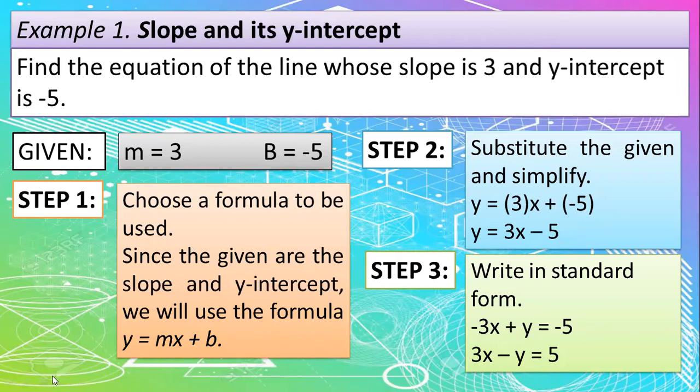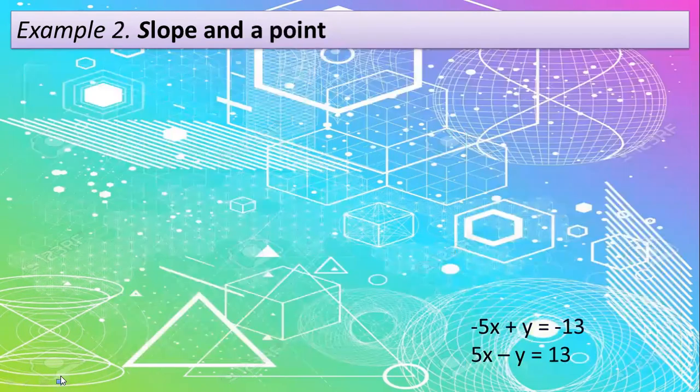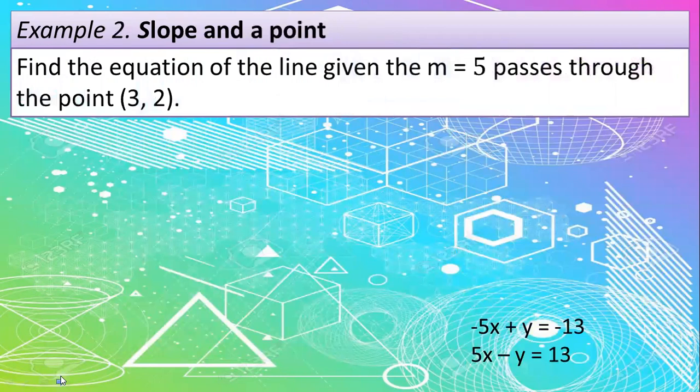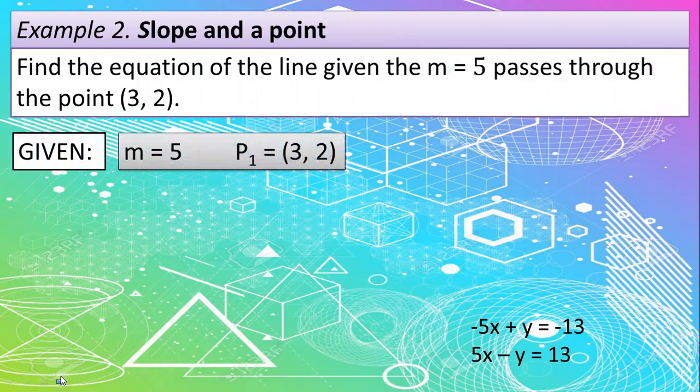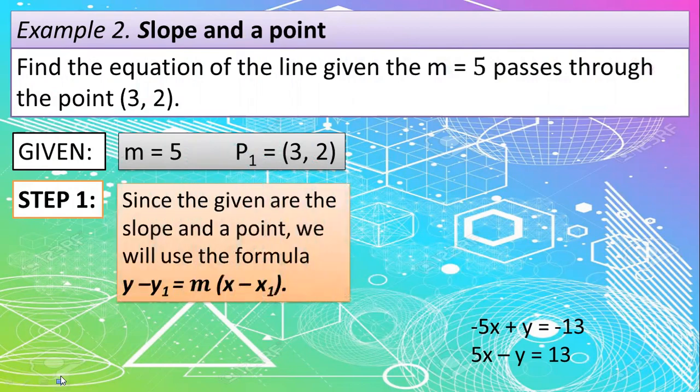Next would be for our example number 2. I'm sorry, hindi ko nalagyan ng animation. So for our example number 2, we have the slope and a point. So this time, given po si slope which is 5 and yung point natin na 3 and 2. So base dito sa given, ano yung pwede natin gamitin daw na formula?